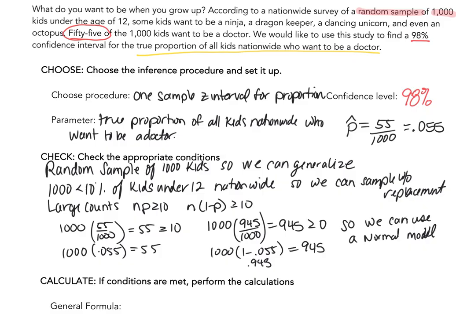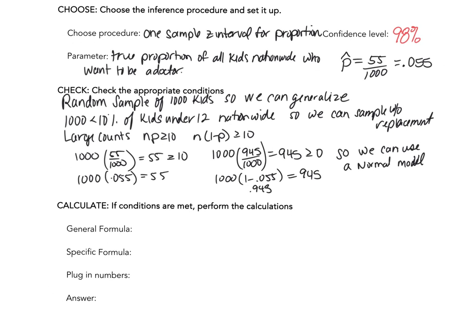Remember that the AP exams right now are graded on a 4-point scale, each question, and each of these C's is one of those points usually in the question. So it's important that we get all of the information written down, and we check our conditions, we write down our procedure, and we write down our parameters.